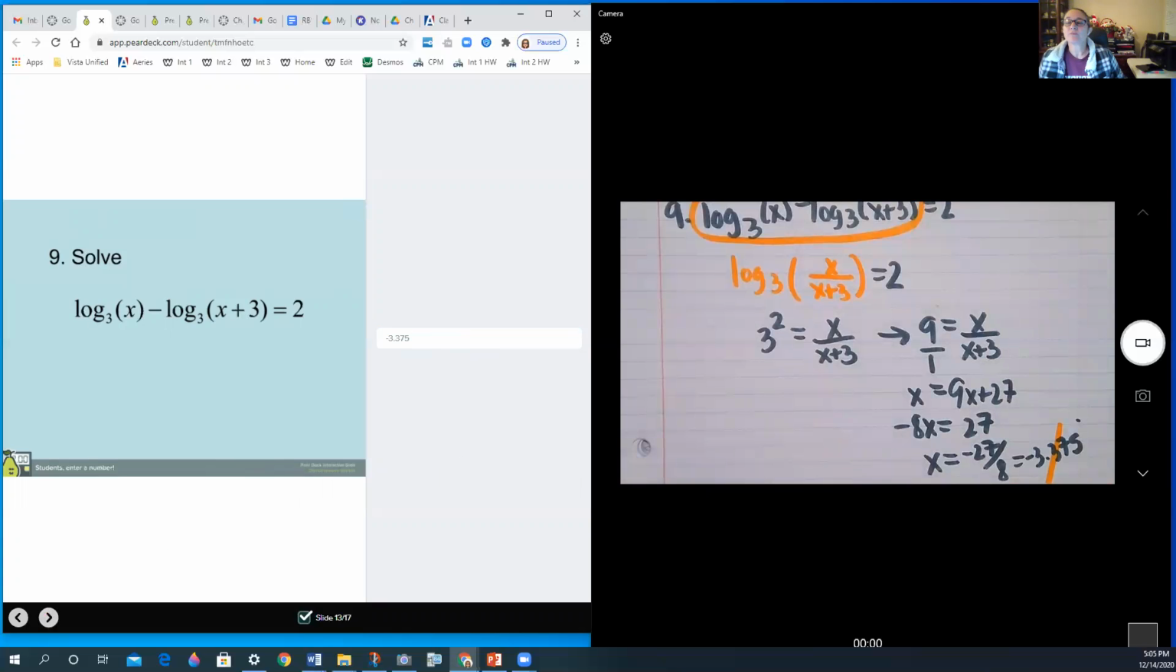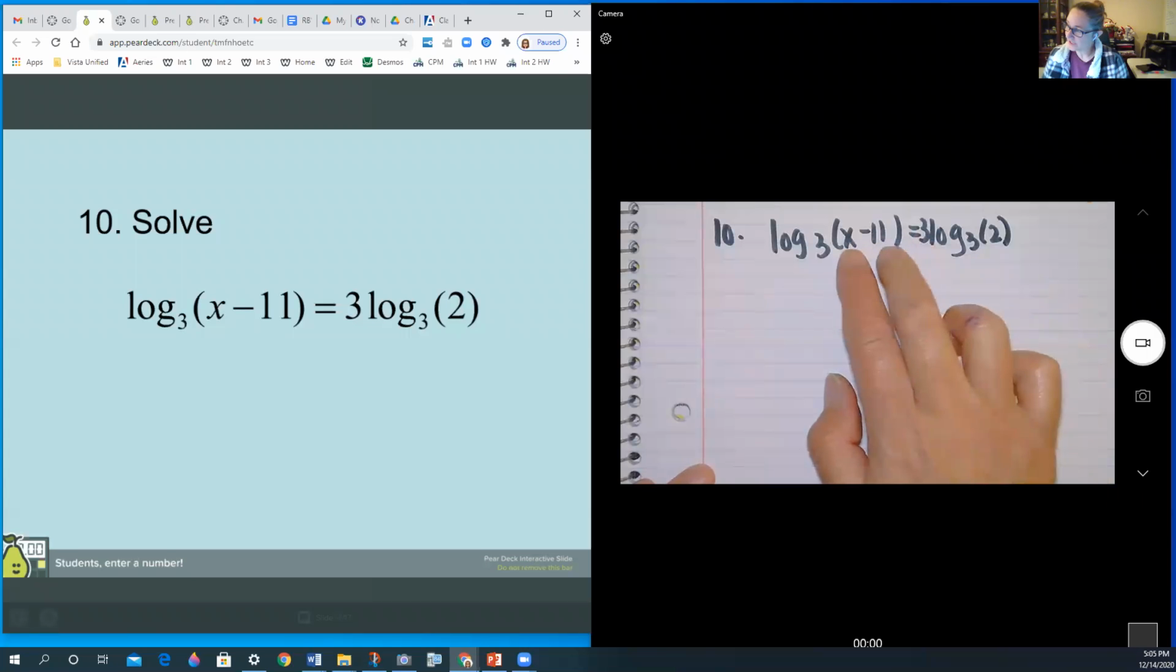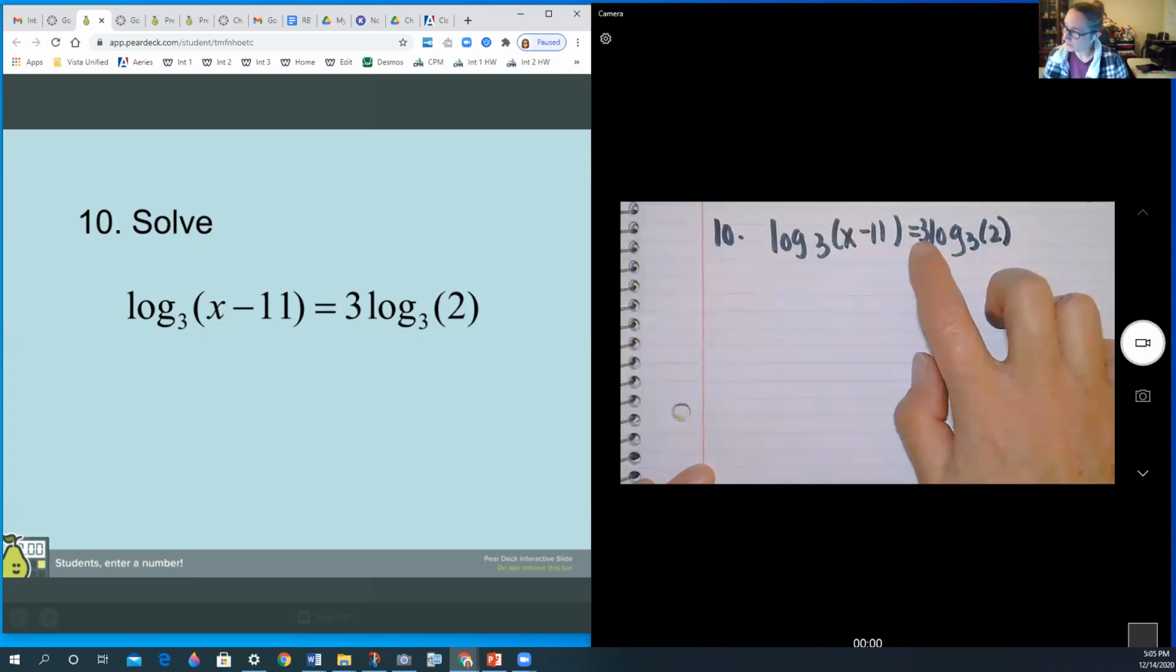Okay, next question. In this situation, you have logs on both sides. Now the problem is, I can't just say x minus 11 equals 2 because there's a 3 here.